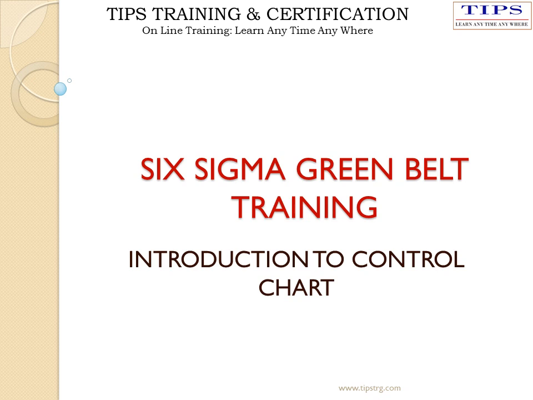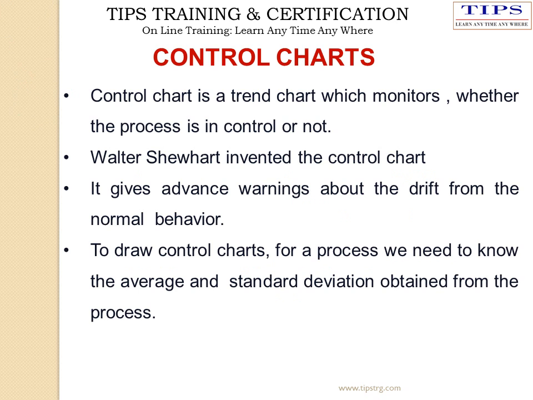Now we will study about the control charts under Six Sigma Green Belt training. What is meant by control chart? Control chart is a trend chart which monitors whether the process is in control or not. Walter Shewhart invented the control chart. He gives the advance warning about the drift from the normal behavior. This is the main purpose of control chart.